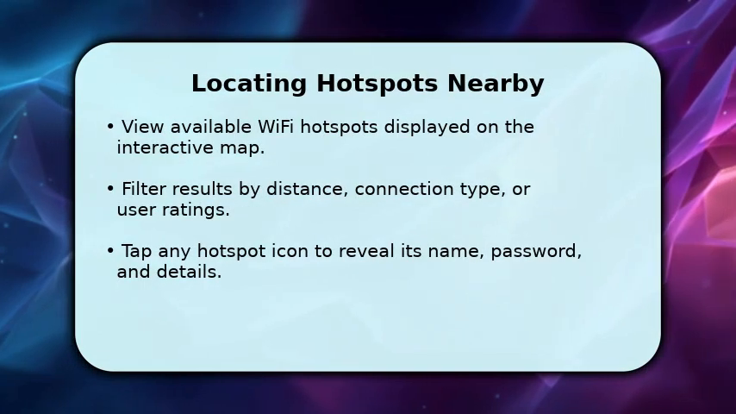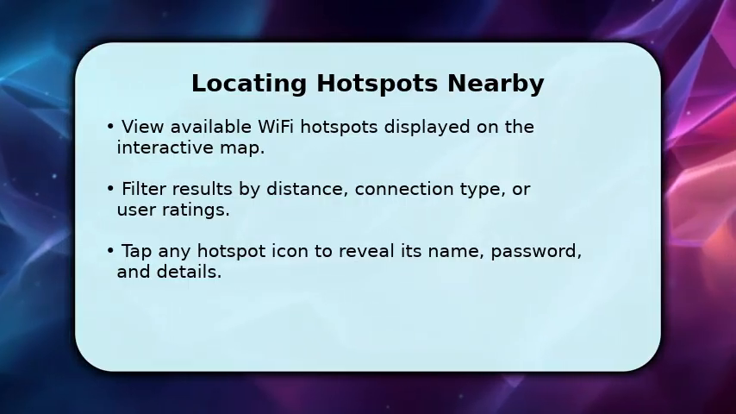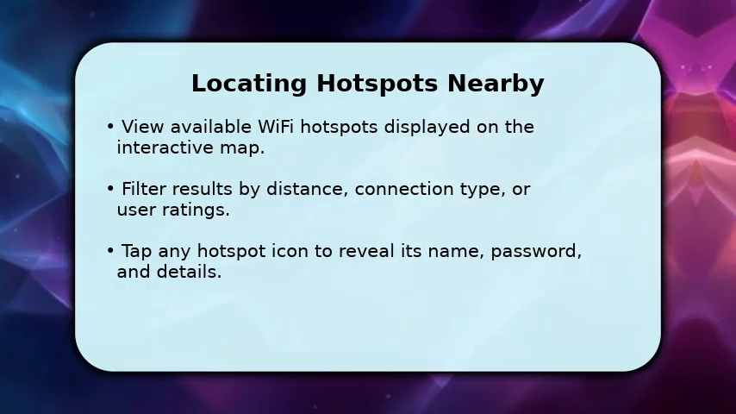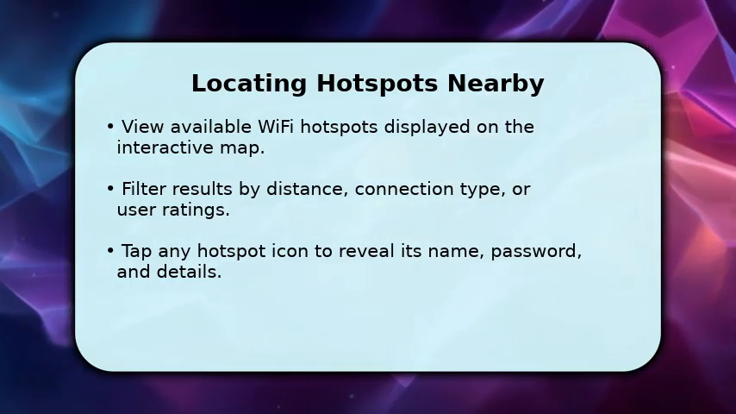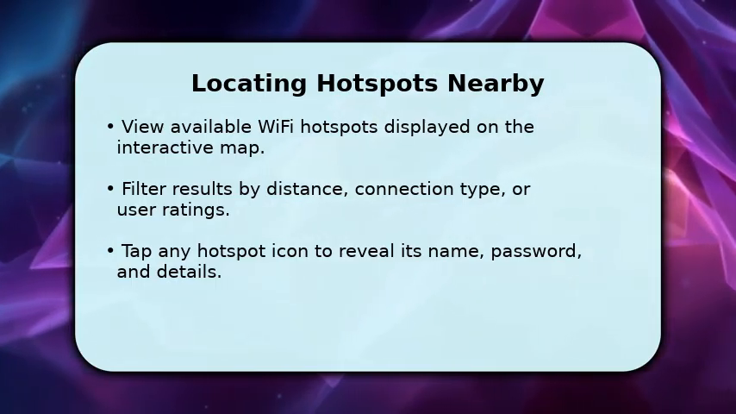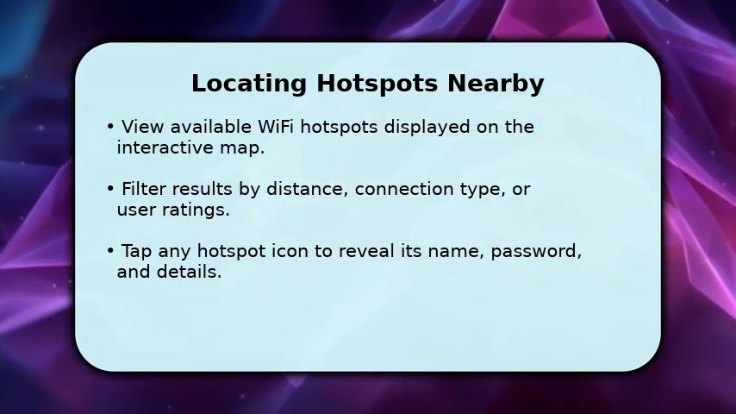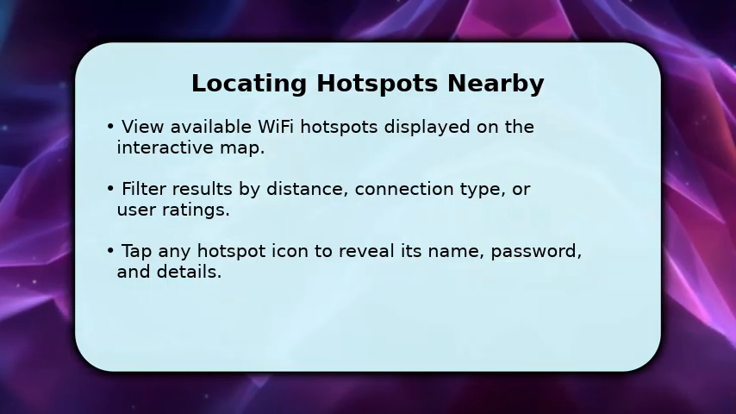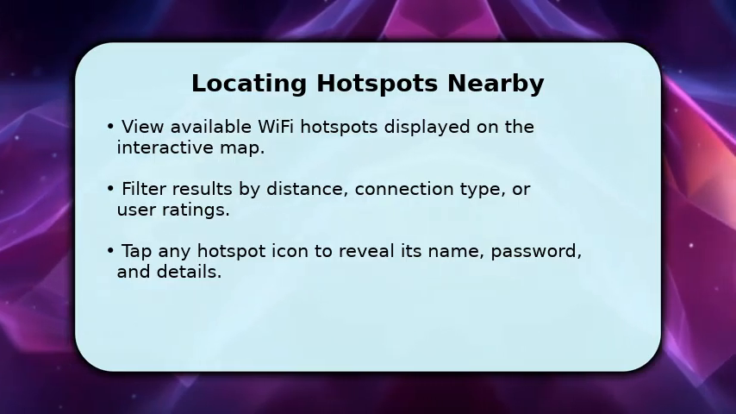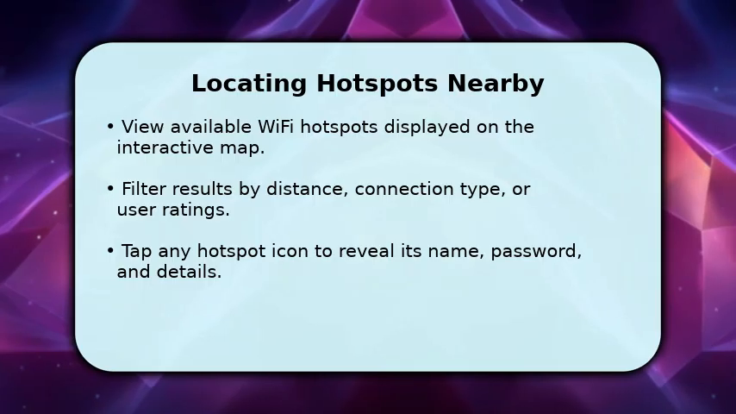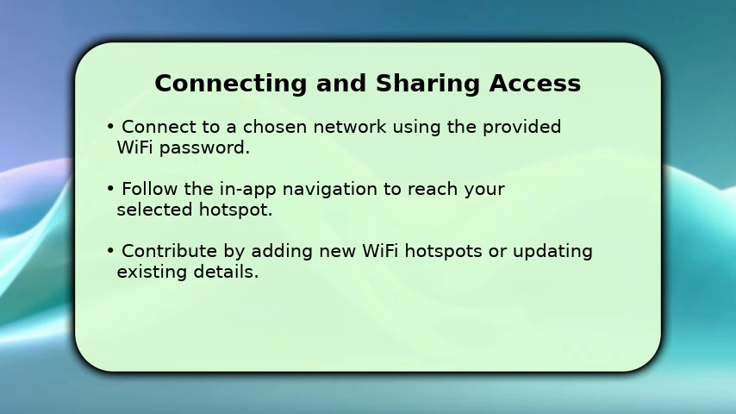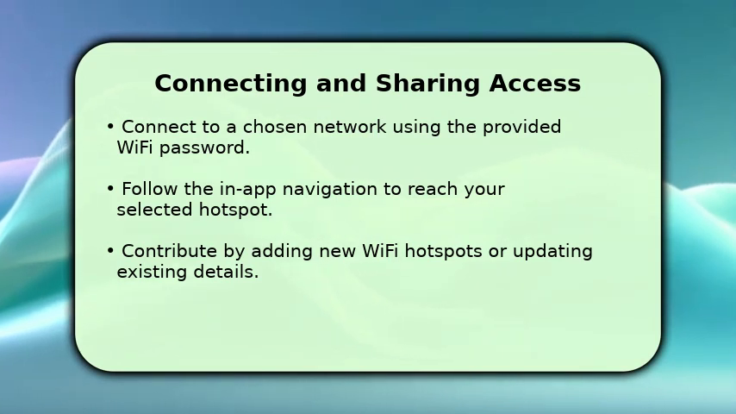Once set up, the app's main screen presents an interactive map showing over 150 million Wi-Fi hotspots worldwide. You can easily zoom in on your current location or search for a different area. Use the filter options to refine your search, perhaps looking for free, open networks or those with high user ratings. Tapping on a hotspot icon will bring up a detail screen, providing essential information like the network name, password, and helpful user comments. After selecting a hotspot, the app will display the Wi-Fi name and password, if available.